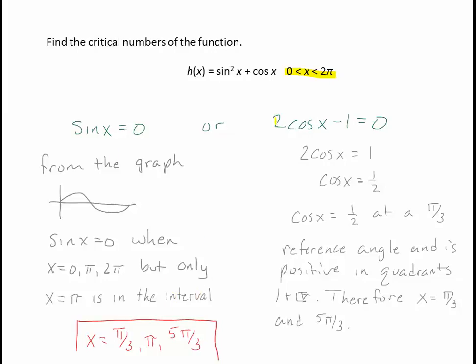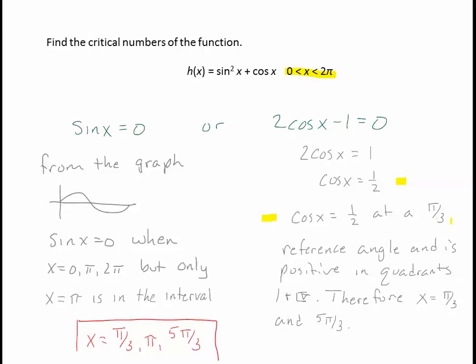Looking at the second piece, 2 cosine of x minus 1 equals 0, we could add 1 and divide by 2 in order to get cosine of x equals 1 half. Knowing your reference angles will help you here. Cosine of x equals 1 half at a reference angle of 60 degrees, but we're in terms of radians, so we're going to call that pi over 3.